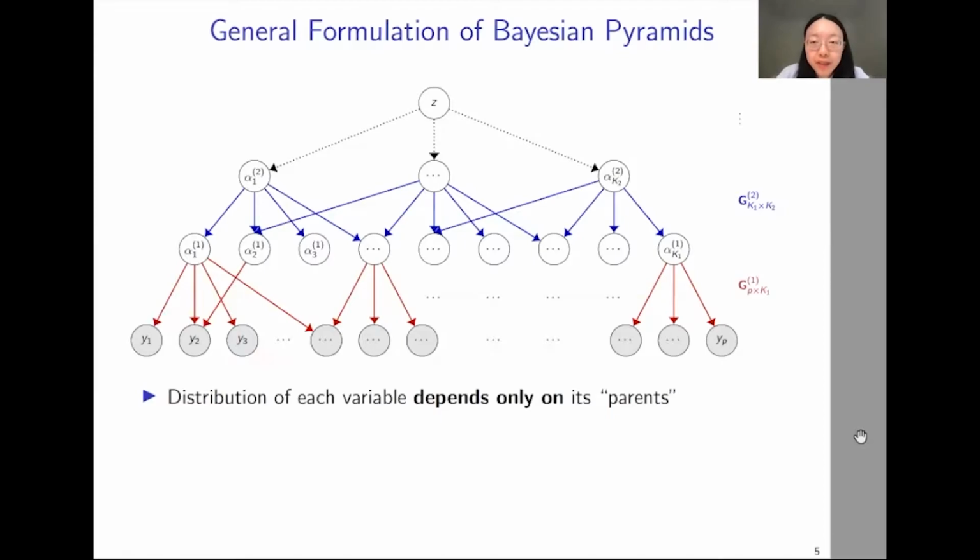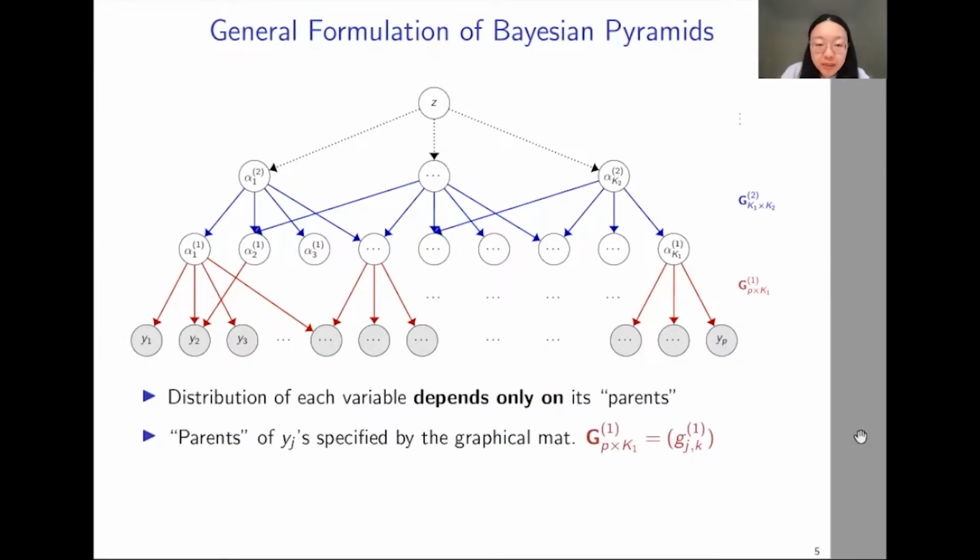Here is a general formulation of Bayesian pyramid. The distribution of each variable depends only on its parents. For example, the observed variable y1 has a parent alpha1 in the first latent layer. So for each subject, what we observe are its p-dimensional observed categorical responses on the bottom, and all the upper layers are latent. The parents of all the yj's are specified by the red edges.